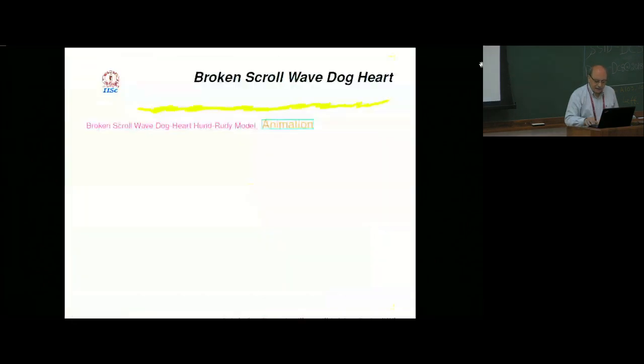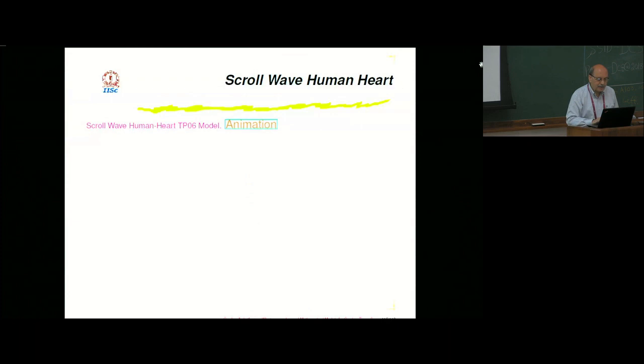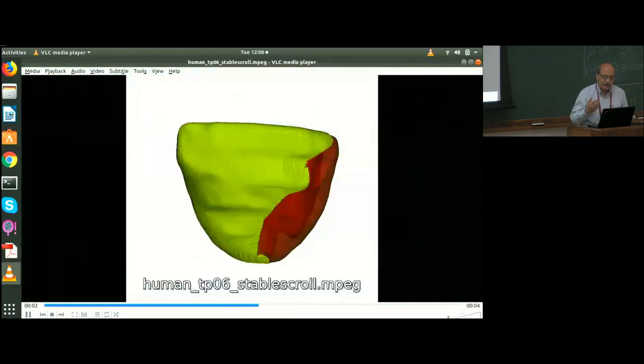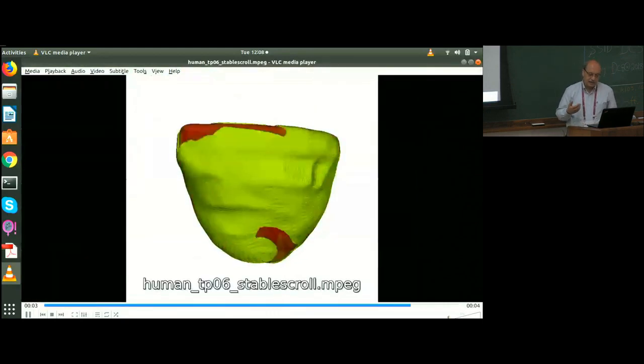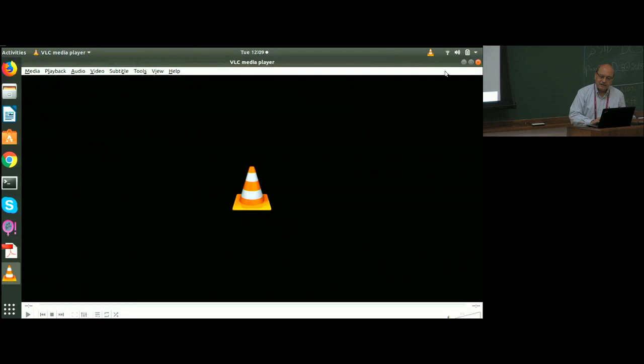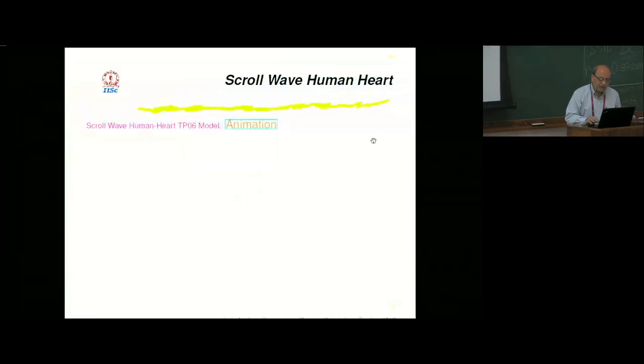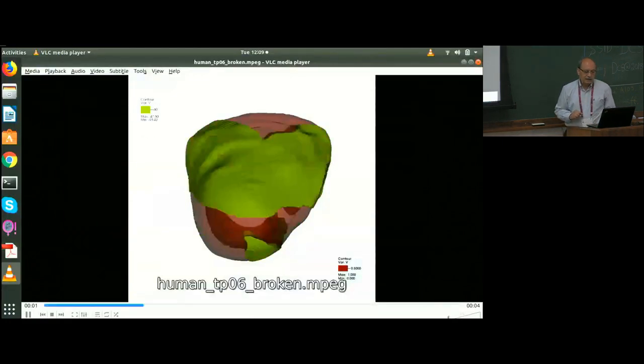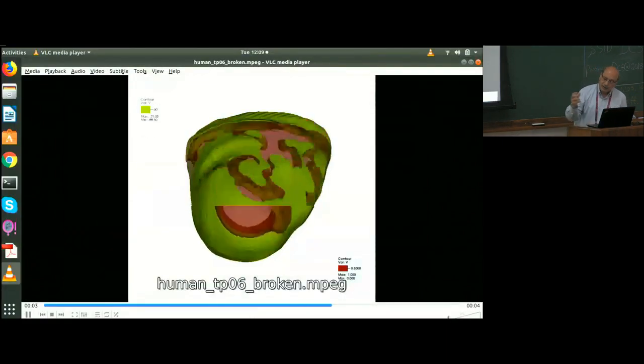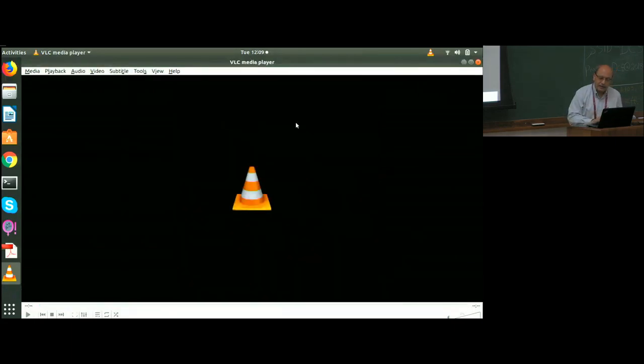Okay. And then you can ask, well, what happens in the human heart? So this is the TP06 model I told you about. This is a single scroll wave in that anatomically realistic domain. It's a very short movie, I'm sorry. And then you can also get a broken wave. And that is, again, in the human thing. If you run it long enough, you see it's breaking already.